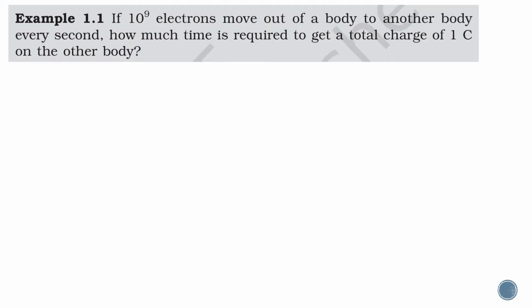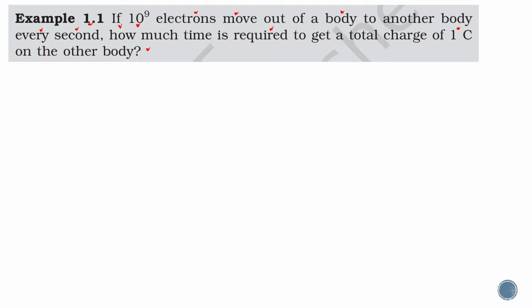Let's see example 1.1. Example 1.1 asks us: if 10 to the power 19 electrons move out of a body to another body every second, how much time is required to get a total charge of 1 coulomb on the other body? There is no problem to understand the question.